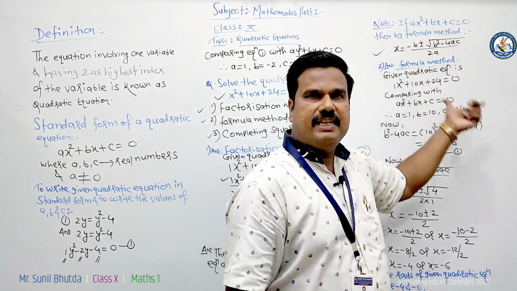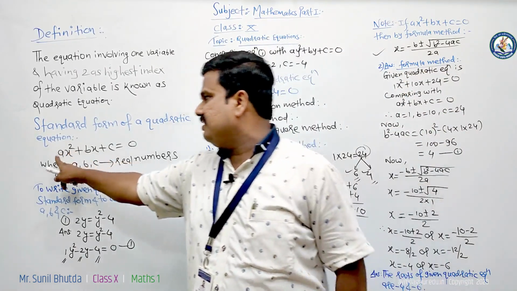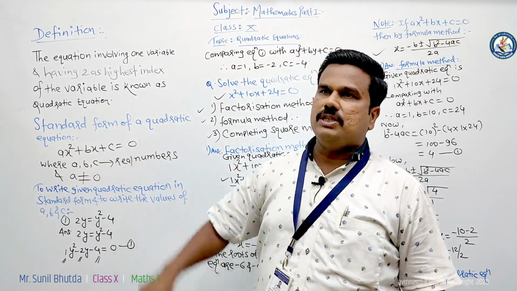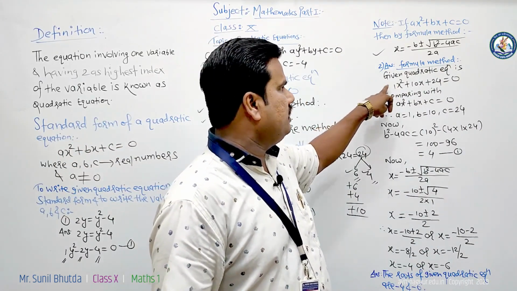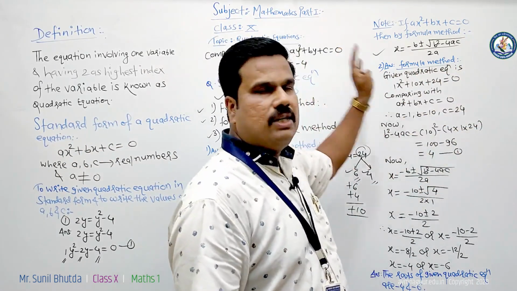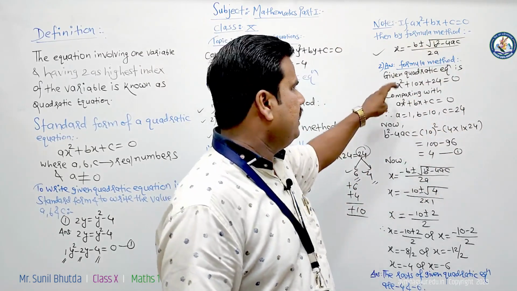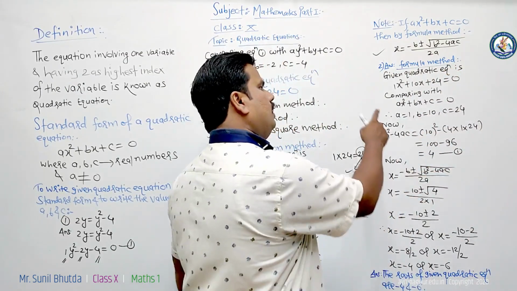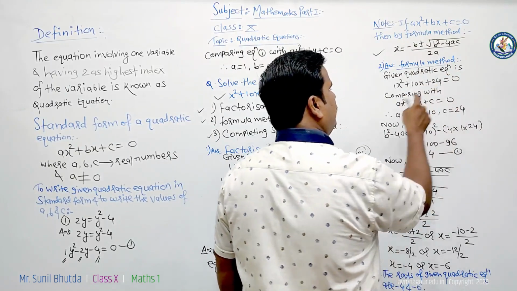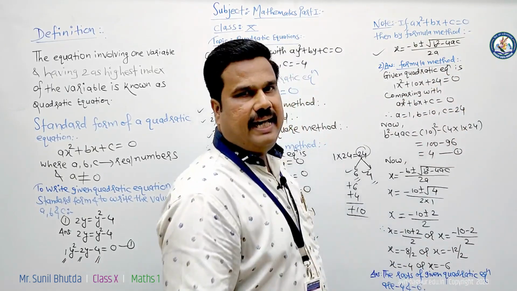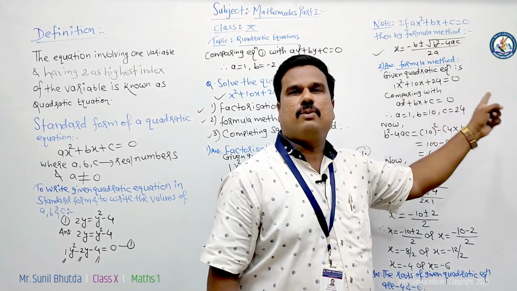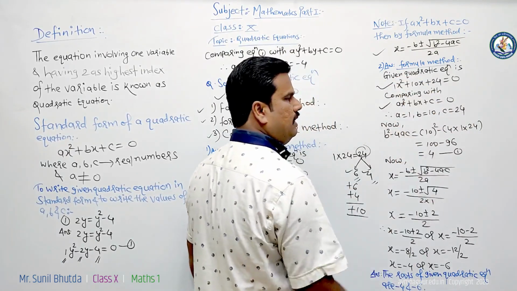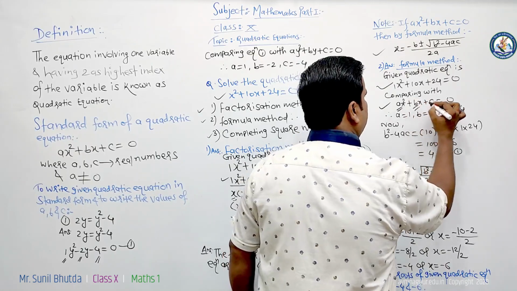Firstly, we will arrange the given quadratic equation in our standard form, that is ax square plus bx plus c equal to 0. On watching the given quadratic equation, it is very clear that it is already in the standard form. Therefore, there is no need to solve this equation. Only we will compare the given equation with our standard form, ax square plus bx plus c equal to 0. On comparing, I can calculate values of a, b, c.